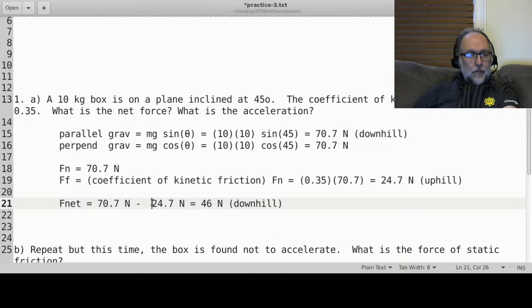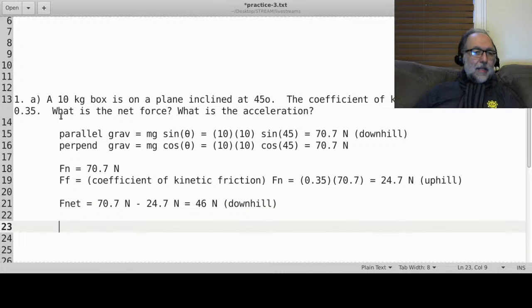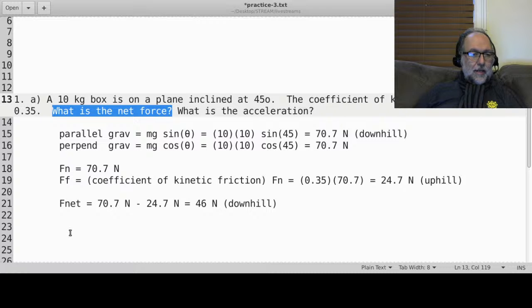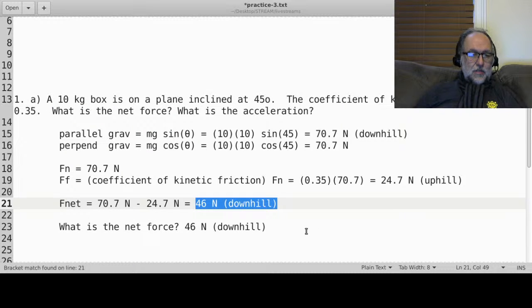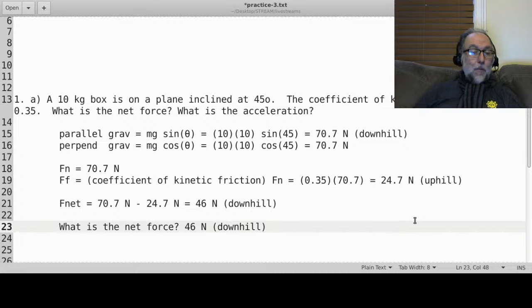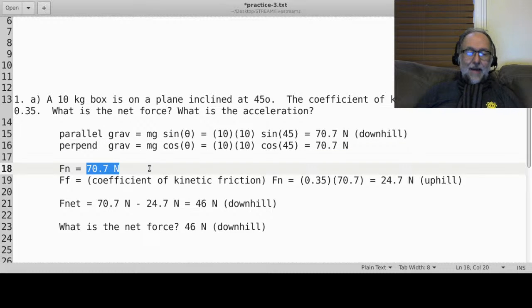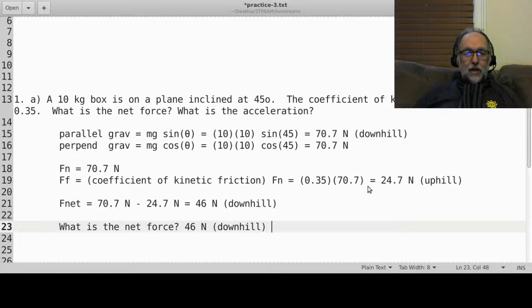Okay, so that answers our first question. What is the net force? And the net force is 46.6 newtons downhill. Okay, perpendicular, nothing, because there can't be. So this one, the perpendicular component of gravity and the normal force, they have to cancel, and we went through that already. All right, let's see here if there's any questions in the chat. Okay, and doesn't look like there is.